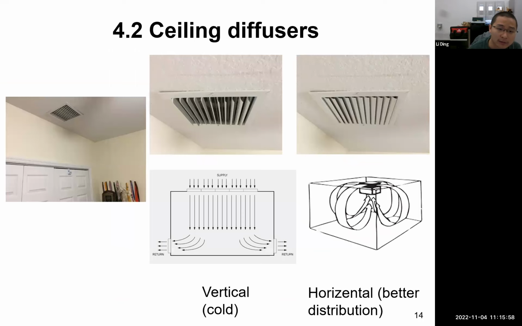The second type is ceiling diffusers. You can see the installation of the ceiling diffusers here. If the supply air goes directly down, people under here will feel cold. So we need to change the blade position and change the supply air direction, then we can have better distribution if the direction is almost horizontal. This one is not recommended, and we prefer the right side one.